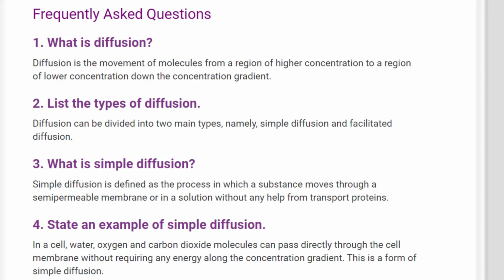3. What is simple diffusion? Simple diffusion is defined as the process in which a substance moves through a semipermeable membrane or in a solution without any help from transport proteins. 4. State an example of simple diffusion. In a cell, water, oxygen and carbon dioxide molecules can pass directly through the cell membrane without requiring any energy along the concentration gradient. This is a form of simple diffusion.